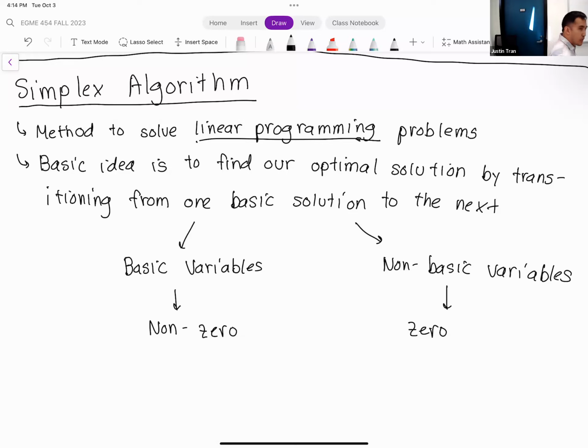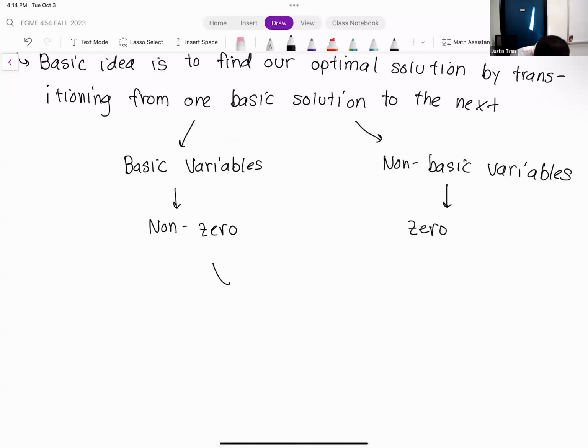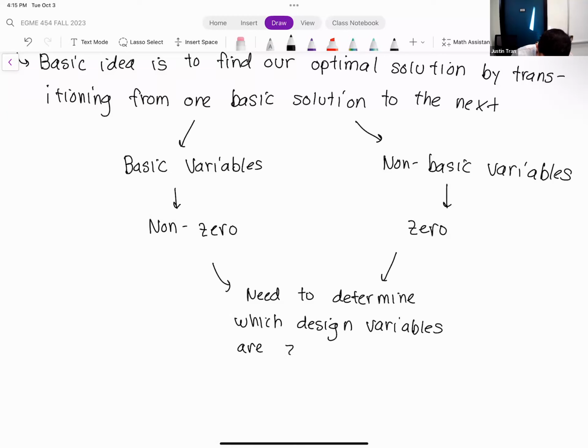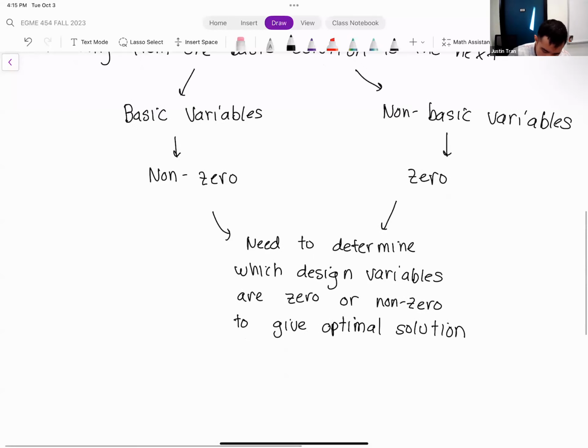And so deciding which design variables in our optimization problem are going to have non-zero values and which design variables are going to be zero, that's the whole idea with the simplex. Basically what we're going to do is rotate which variables are going to be non-zero and which are going to be zero, and then find which one gives us the most optimal. So this is the whole idea of the simplex.